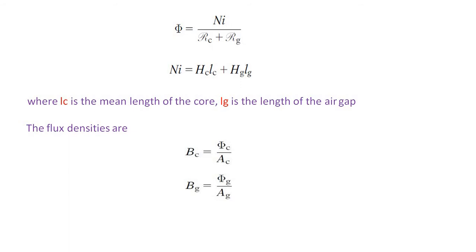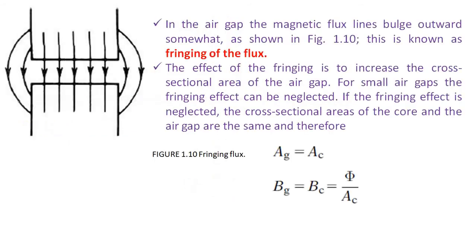Here, core Bc is equal to phi c divided by Ac. Then Bg is equal to phi g divided by Ag. In the air gap, the magnetic flux lines bulge outward as shown in the figure. This is the fringing of the flux. The effect of the fringing is to increase the cross-sectional area of the air gap. For a small air gap, the fringing effect can be neglected.